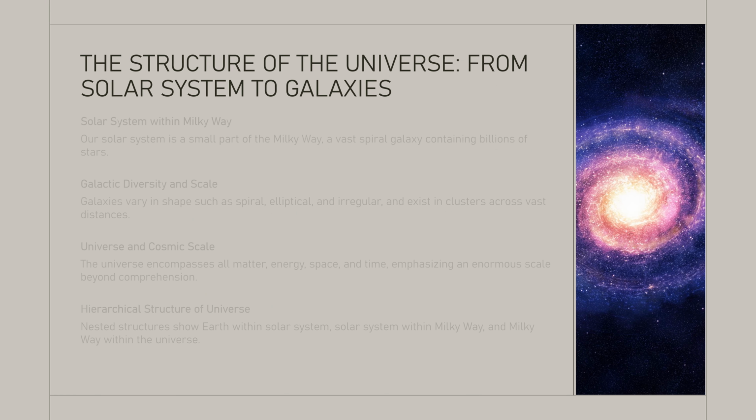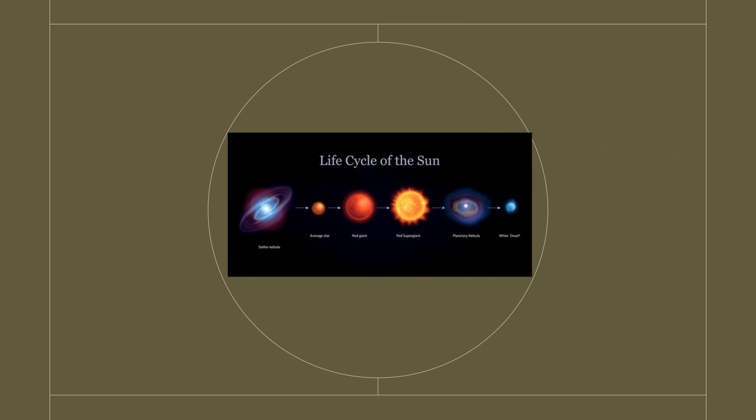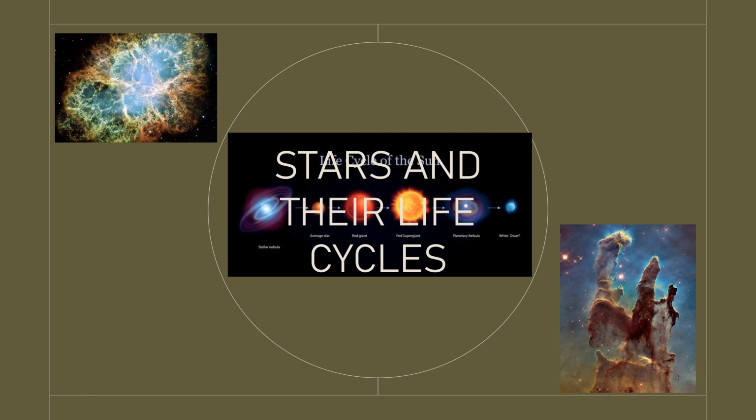The universe is organized in a clear, step-by-step pattern from tiny systems to massive structures, moving from our solar system to individual galaxies, and finally to massive galaxy groups and the cosmic web. The life cycle of a star begins in a stellar nebula, progresses through the main sequence, and ends as a white dwarf, neutron star, or black hole depending on its mass.